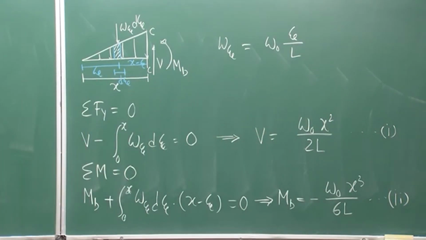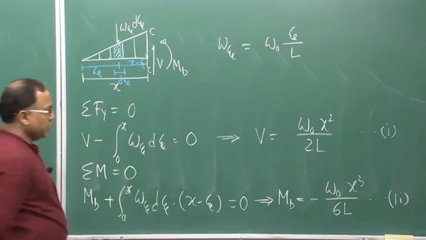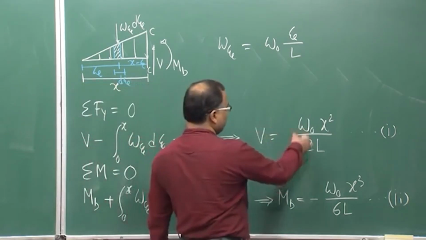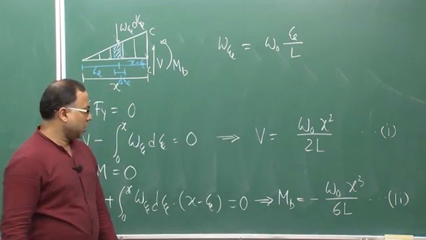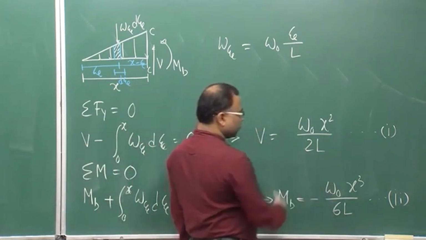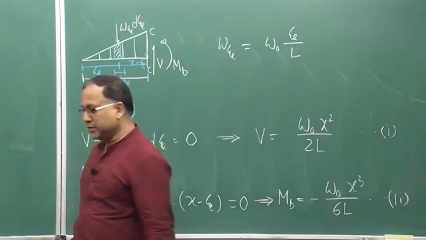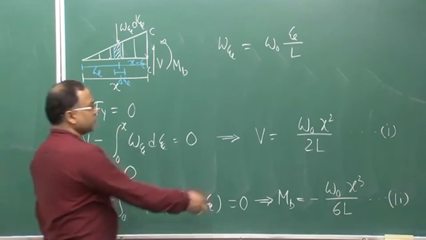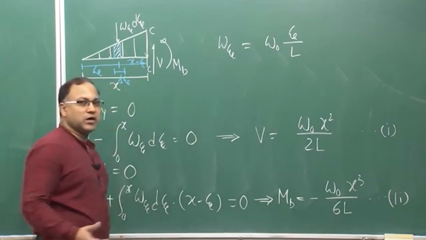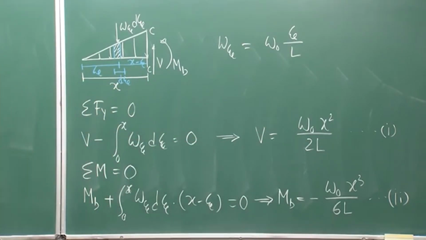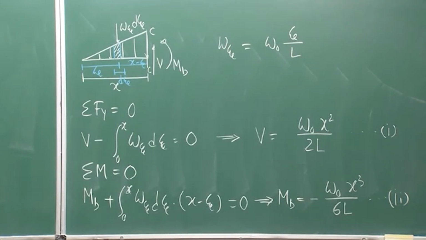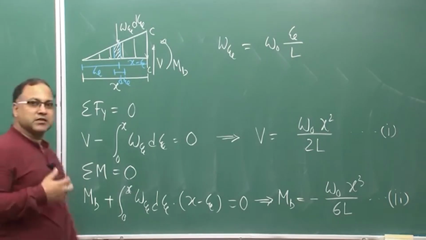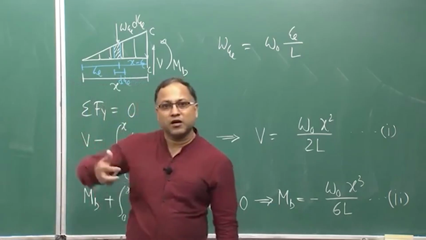Now, one interesting thing you might note, and we have already noted it in the previous problem also: whatever expression you are getting for the shear force, the bending moment is one order higher in terms of x. What is the expression of shear force here? W naught x square by twice L, that is a quadratic equation. Whereas, if you look at the bending moment expression, that is a cubic expression, one order higher.